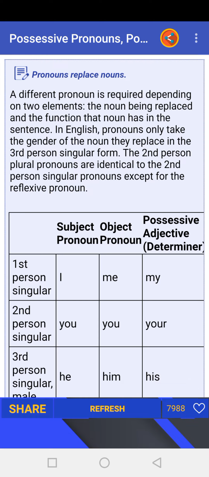So pronouns replace nouns. This is the main objective of using pronouns. A different pronoun is required depending on two elements. The first of these elements is the noun being replaced. So we should replace a noun. And the second element is the function that the noun has in the sentence. It is a subject or an object.